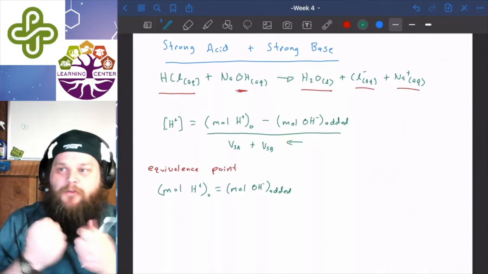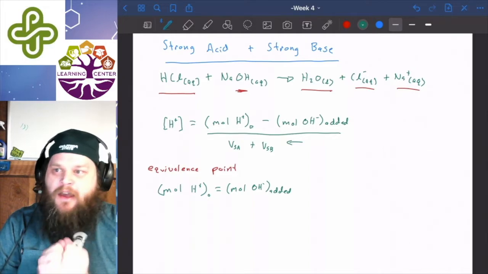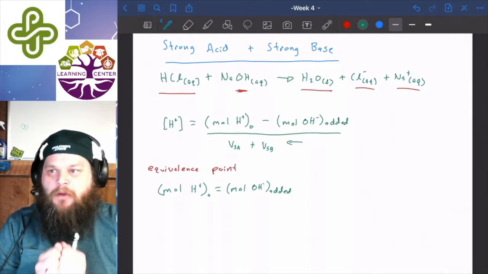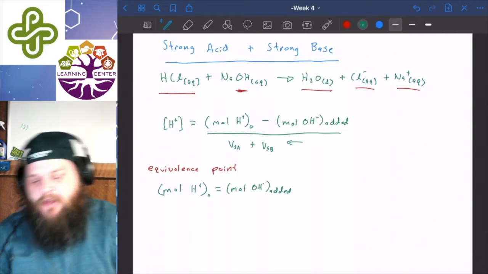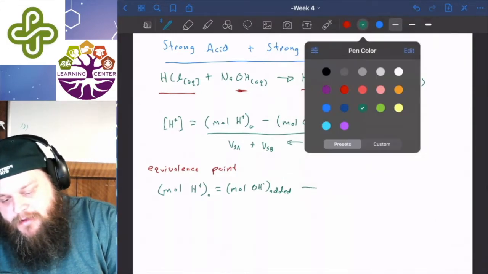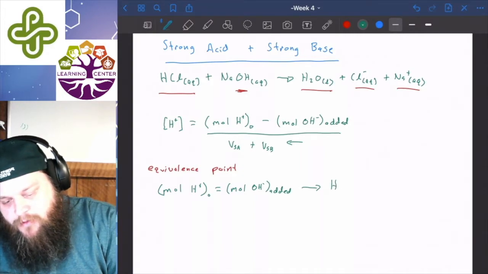So that means that for every hydrogen ion that we had floating around in the solution, we've added an extra hydroxide to counter that. Those bond together, and this just produces a bunch of neutral liquid water.